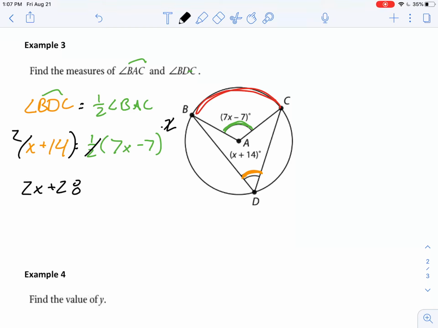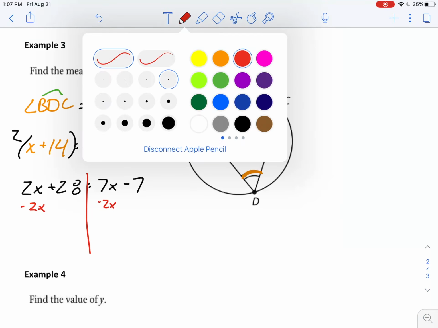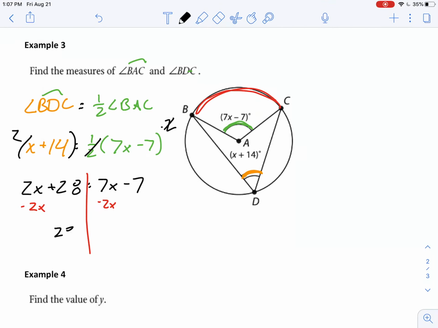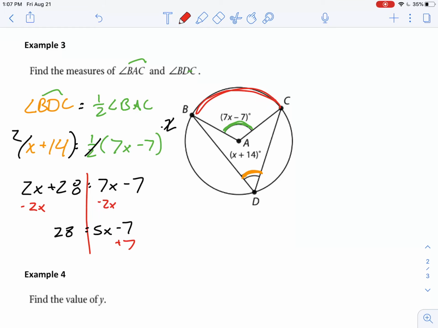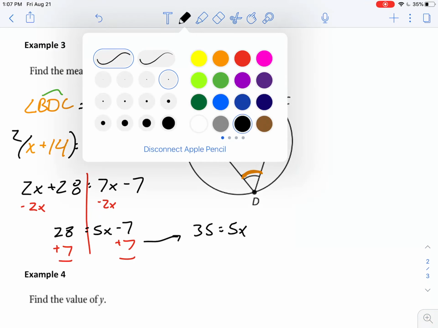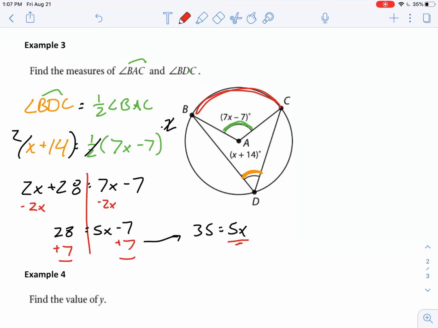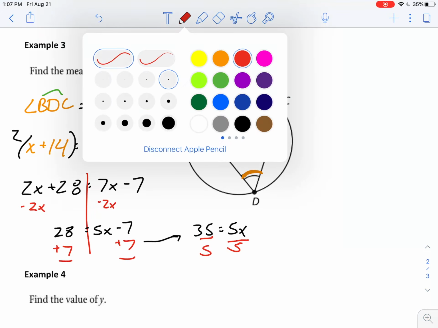So I have 2x plus 28 equals 7x minus 7. I am going to subtract 2x from both sides since my x's are on opposite sides. So I get 28 equals 5x minus 7. Now I'm going to add 7 to both sides. So 35 equals 5x, and dividing by 5, it looks like I get x equals 7.